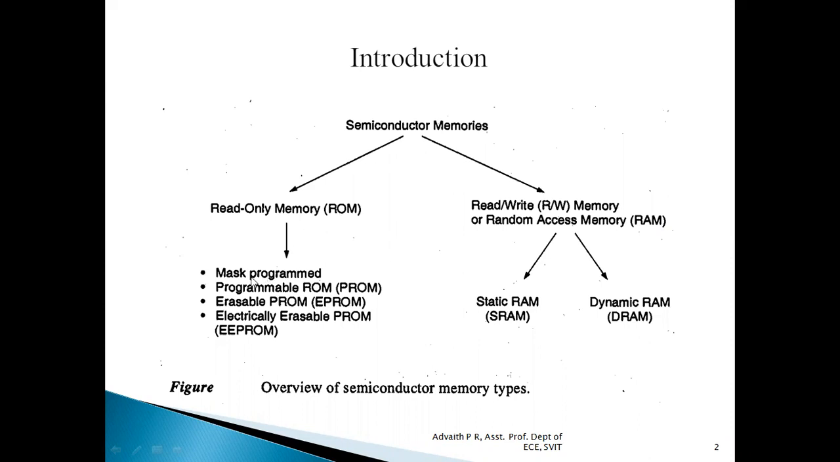ROM is again subdivided into masked programmable ROM, programmable ROM, erasable programmable ROM, and electrically erasable programmable ROM. RAM is subdivided into two variations: static RAM and dynamic RAM. The area of interest in today's video lecture is dynamic random access memory. So we'll see how read and write operations are performed in this DRAM.